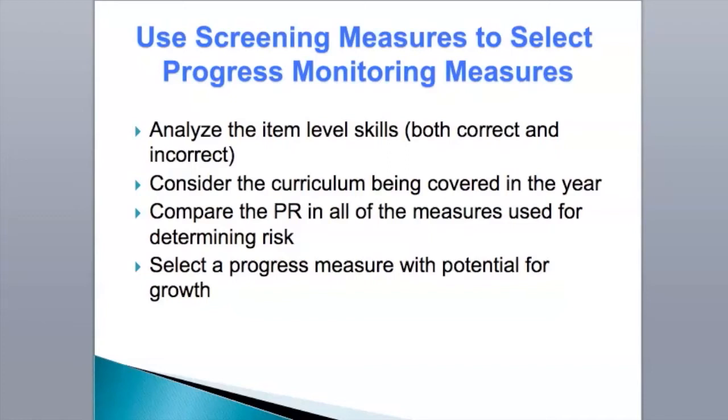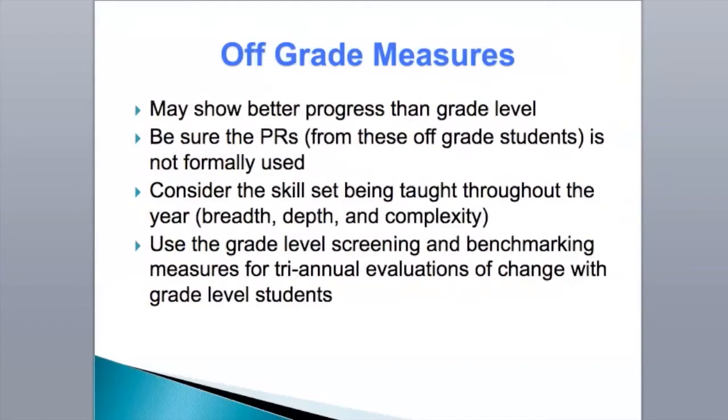Basically, items can be analyzed from the screening measures, correct and incorrect, consider the curriculum being covered, compare the percentile rank in all the measures used for determining risks, to determine if there's maybe one measure that they're low or one measure that they're not low, and finally select a progress measure with potential for growth. An important misconception is that teachers have to have on-grade measures, and that isn't the case. In fact, off-grade measures may be better when students' skills are very low, and the percentile ranks used to define how low these students are from the grade level measures.